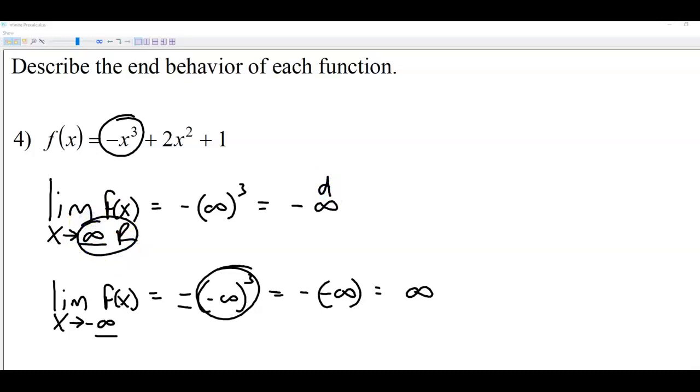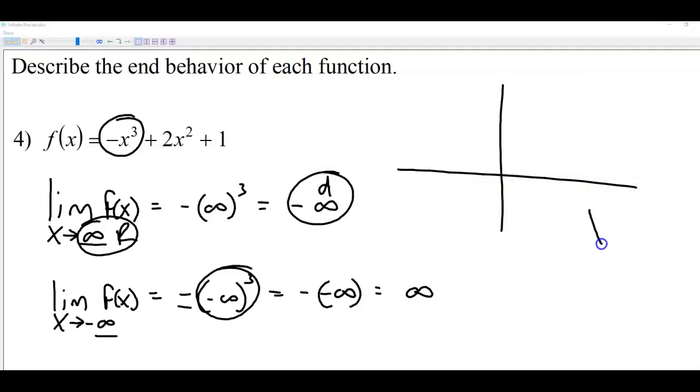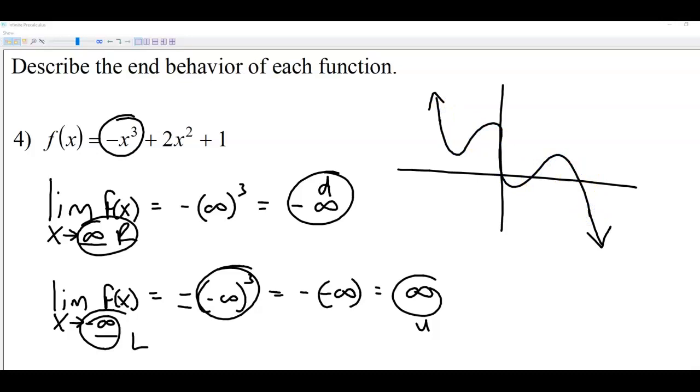Right is the positive here, down is negative here. So on the right side of my graph, we're going down. But on the left side of my graph, we're going up because it's positive. So once again, I don't know what this graph looks like, but I do know what the right and the left-hand side should look like. Okay?